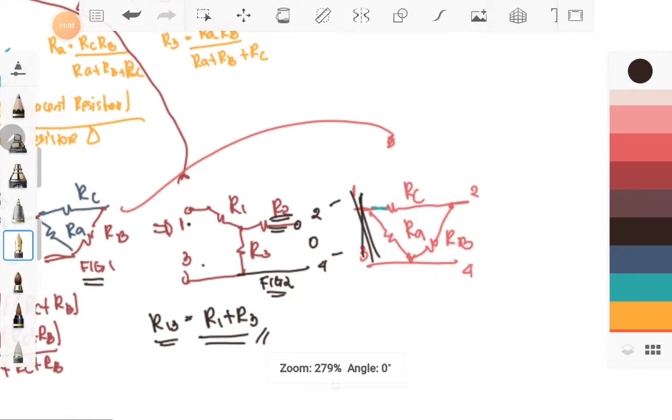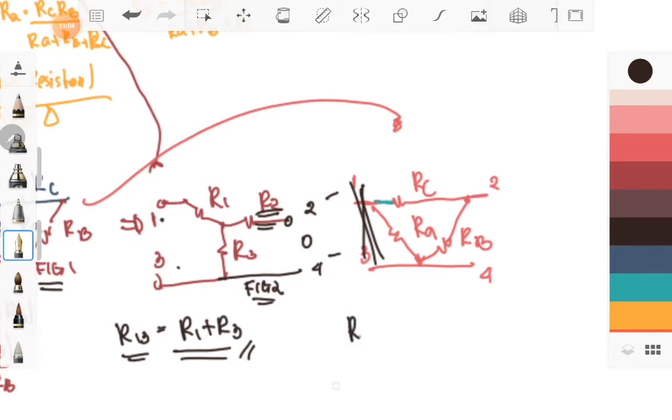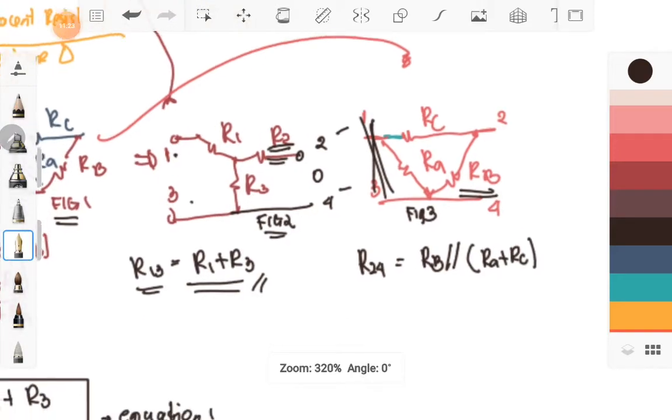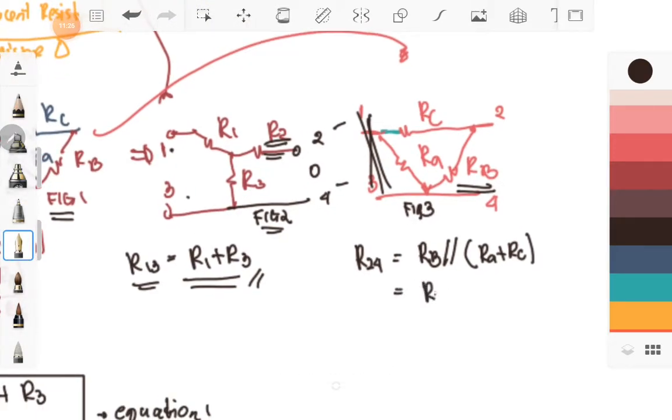So therefore, our R24, let's say at figure 3 is equal to, so since walang source yan, we have the parallel combination of your resistor RB into the series combination of your RA and RC. Okay? We have our R24 is equal to RB multiplied by our RA plus RC divided by our RB plus RA plus our RC. That is our R24 at figure 3.